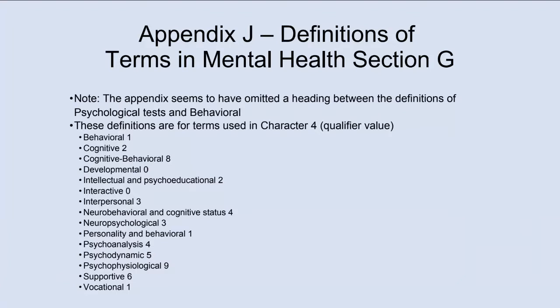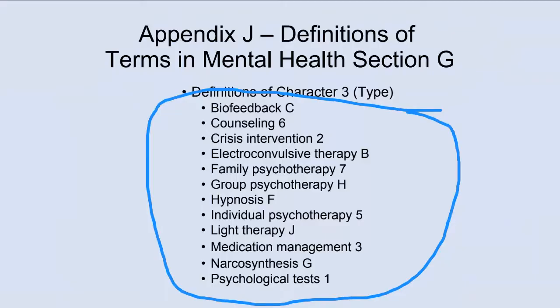These are not in the index. You have behavioral, cognitive, behavioral, developmental, intellectual and psychoeducational, interactive, interpersonal, neurobehavioral and cognitive, neurophysiological, personality behavior, psychoanalysis, psychodynamics, psychophysiology, supportive, and vocational. These are all character 4s. The ones that are in the index are the character 3s.